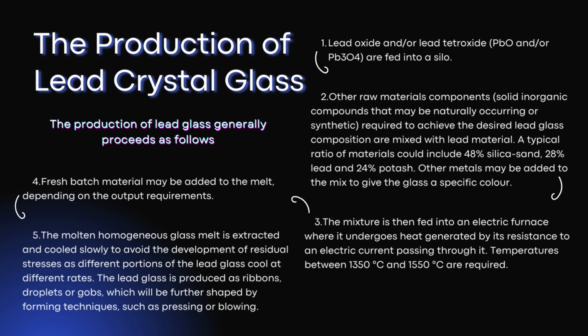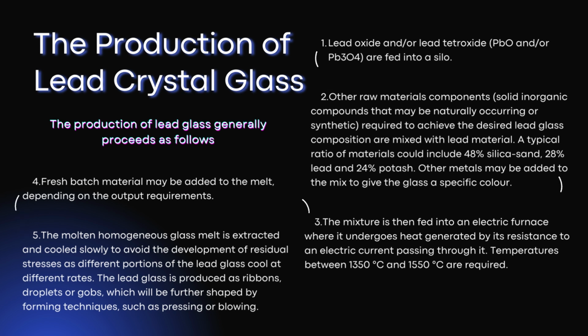A typical ratio of materials could include 40% silica sand, 28% lead, and 24% potash. Other metals may be added to the mix to give the glass a specific color. Then the mixture is fed into an electrical furnace where it undergoes heat generated by its resistance to an electric current passing through it. Temperatures between 1350 Celsius and 1550 Celsius are required. Then fresh batch materials may be added to the melt depending on the output requirements.